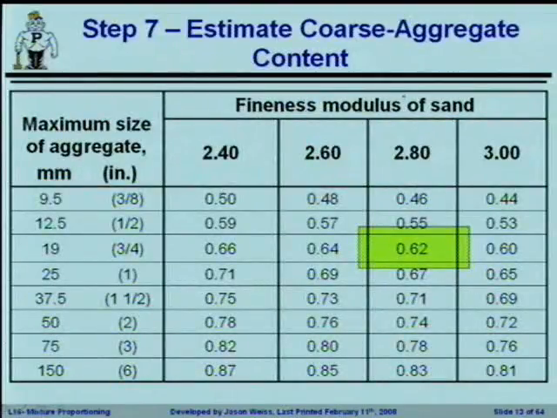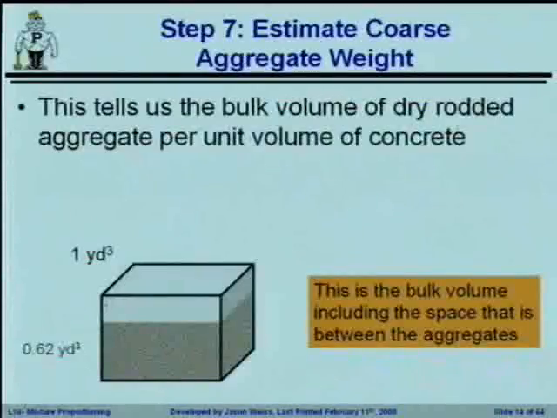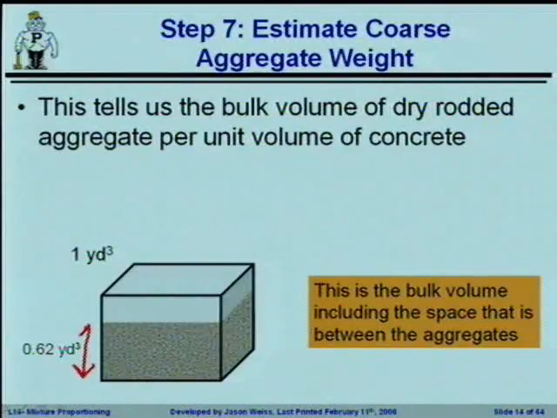Step 7, estimating the coarse aggregate content. Again, remember we wanted to know the fineness modulus of our sand. For our particular problem, it's 2.8. For 3/4 inch aggregate, we get this number 0.62. This 0.62 number represents what physically? It's the volume of the system that's occupied by the dry rodded aggregates. So we would have 0.62 cubic yards occupied by our coarse aggregate. This is our dry rodded portion.